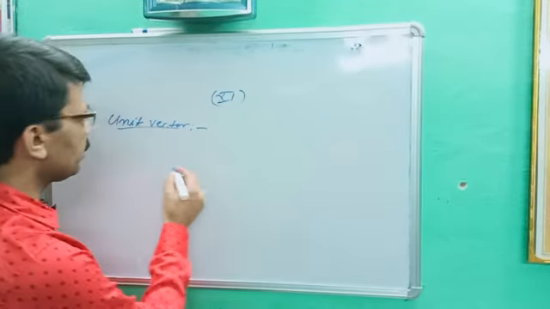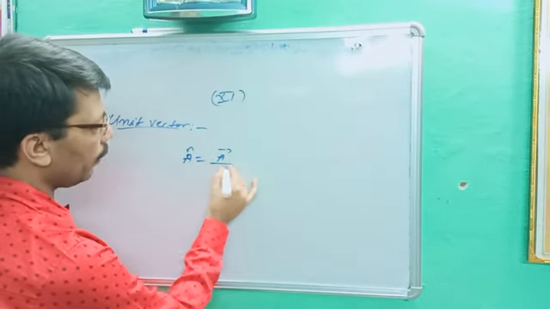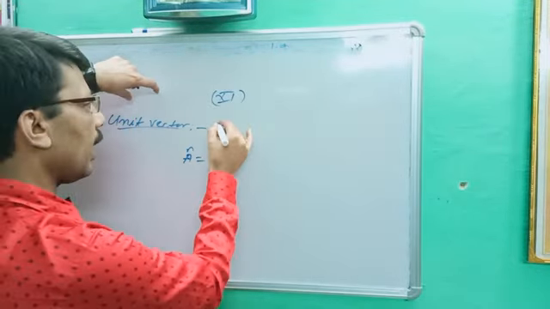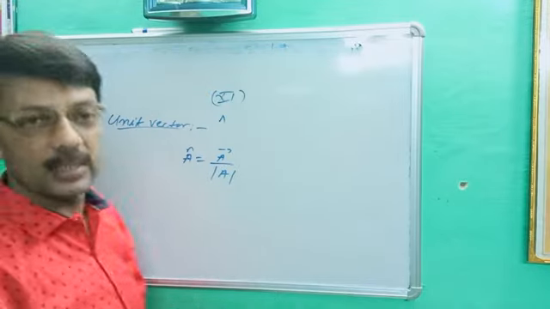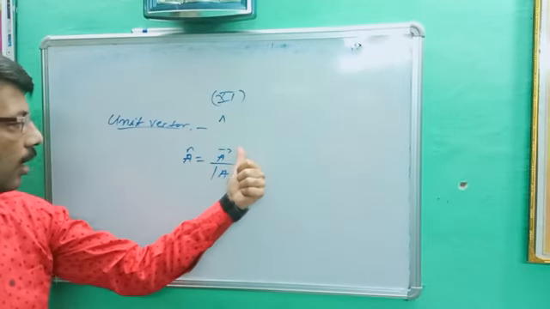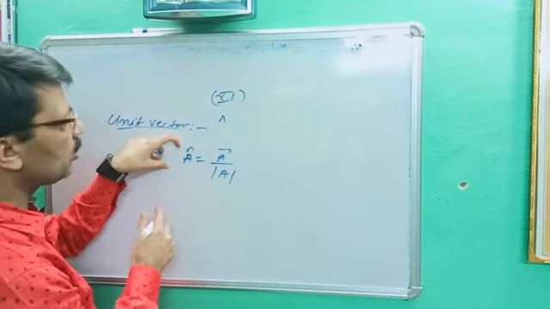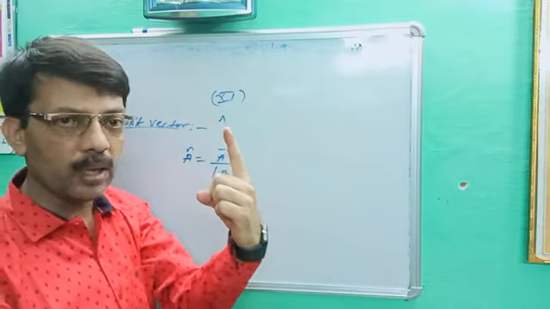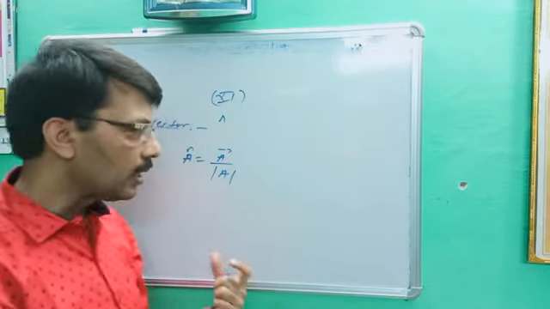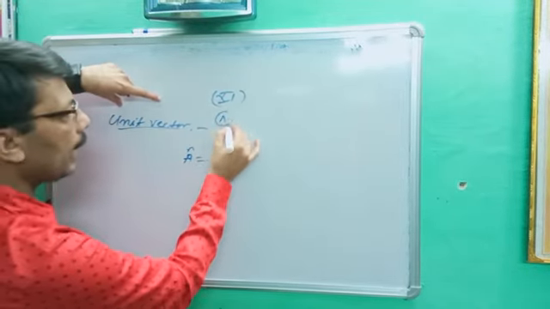It is represented by a cap, equal to a vector upon mod of a. Write down the formula. If any vector has a cap, it is represented by a cap, as like a head on a. A cap is equal to a vector upon mod of a. I will tell how you can find the modulus of a. A cap is the unit vector whose magnitude is all the time 1. It means there is no change in the original value by multiplying by 1, but it shows the direction alone. That's why it is called a unit vector and represented by cap.